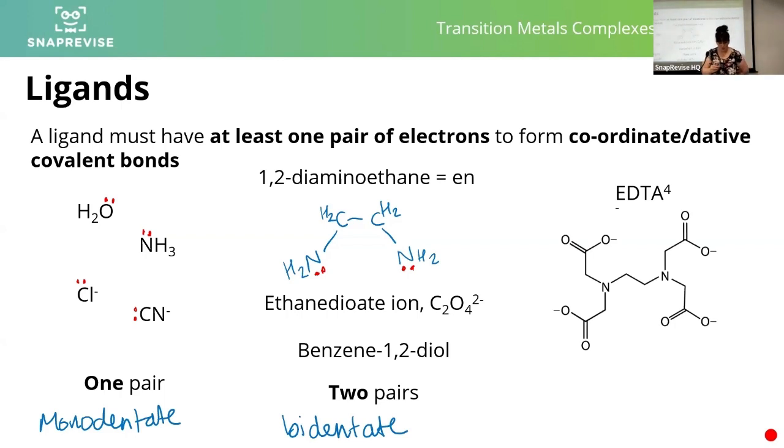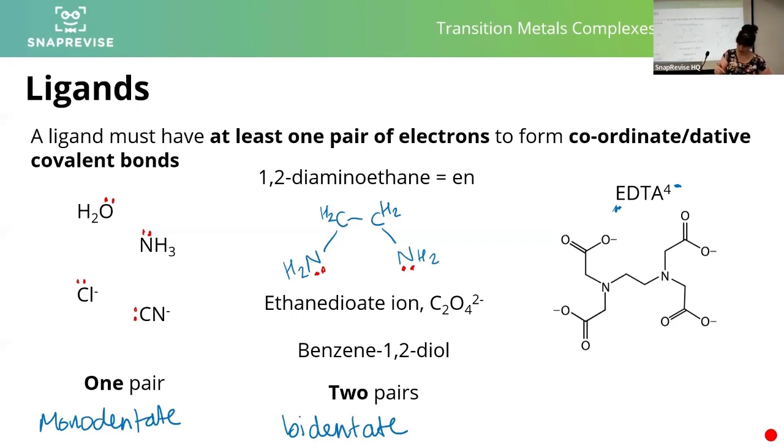And finally, oh, there's a slight error there. That minus should be up the top. EDTA 4- should be up the top there. It's obviously formatting has meant it's fallen down. But EDTA 4- has got a 4- charge on it, but there are 6 pairs of electrons available to donate from it.